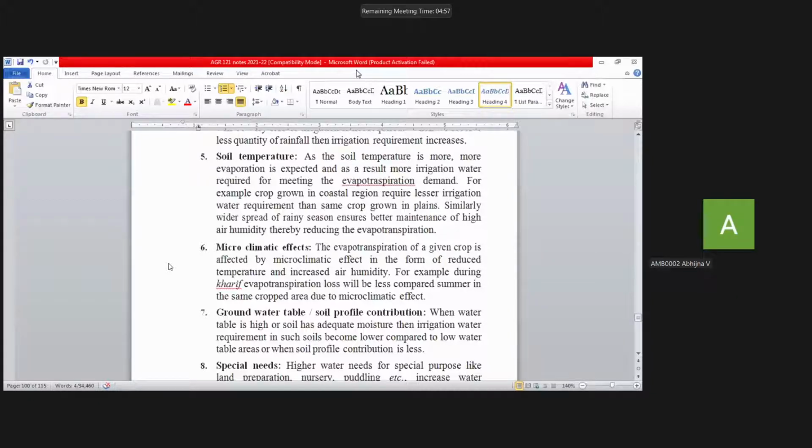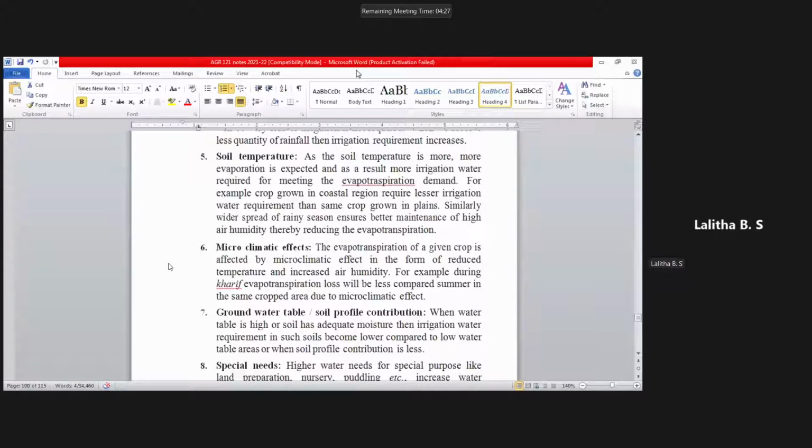Microclimate. You can tell in your own words. Okay, no problem. Ma'am, microclimate means... So where are you? Are you in GKVK or at home? Home, ma'am. Which is your native? Kerala, ma'am. Oh, Kerala. So how is the situation in Kerala now, Abhigna? It's okay, ma'am.